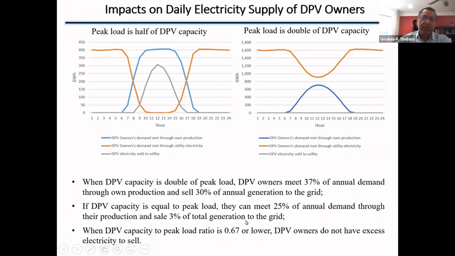Even if the DPP capacity is equal to the peak load, they can still meet 25% of the annual demand from their production, and they can sell 3% of the total generation to the grid. That is the advantage of the mismatching of the load and the supply curve. So when the DPP capacity to the peak load is 0.67 or lower, a DPP owner does not have excess electricity to sell.